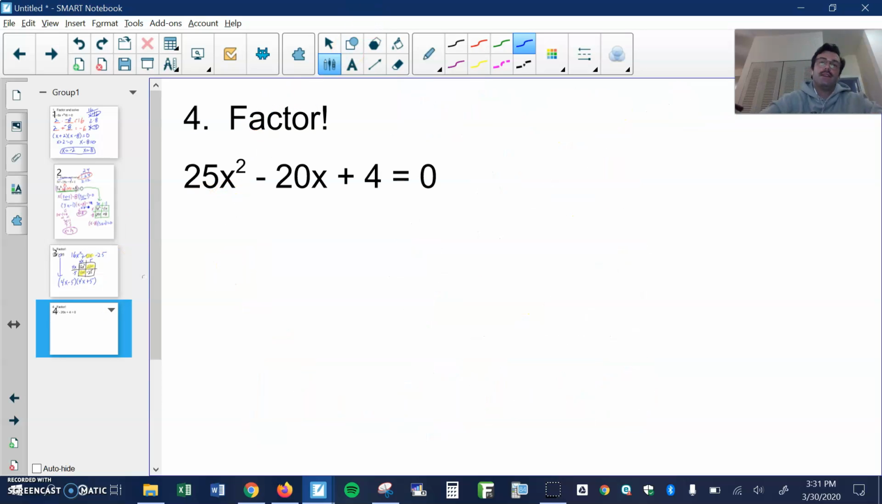Here we go. Factor again. Greatest common factor here? No, unfortunately not. So we've got to do some math.